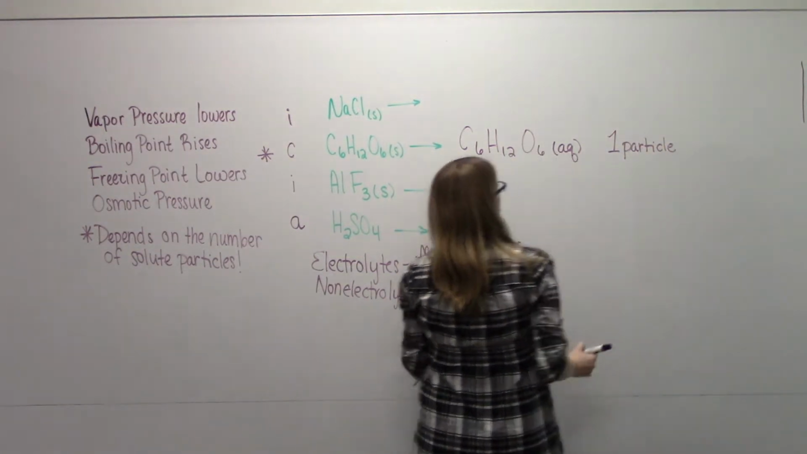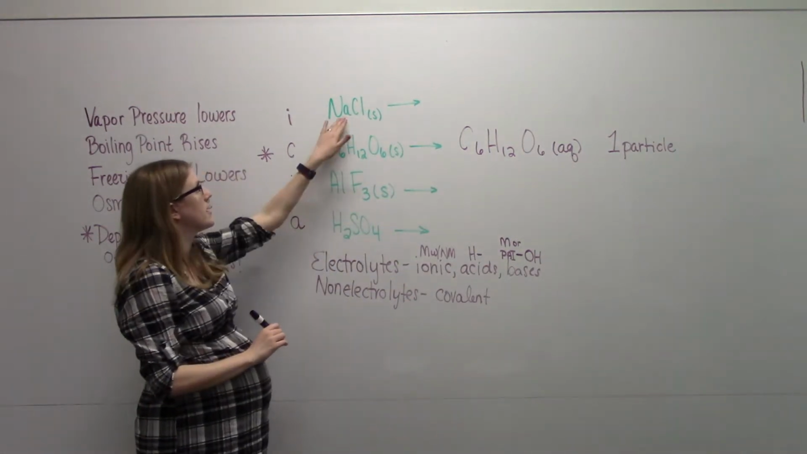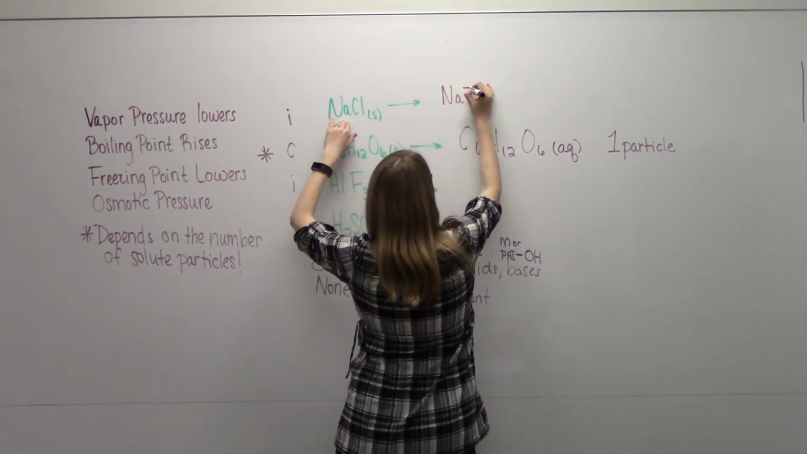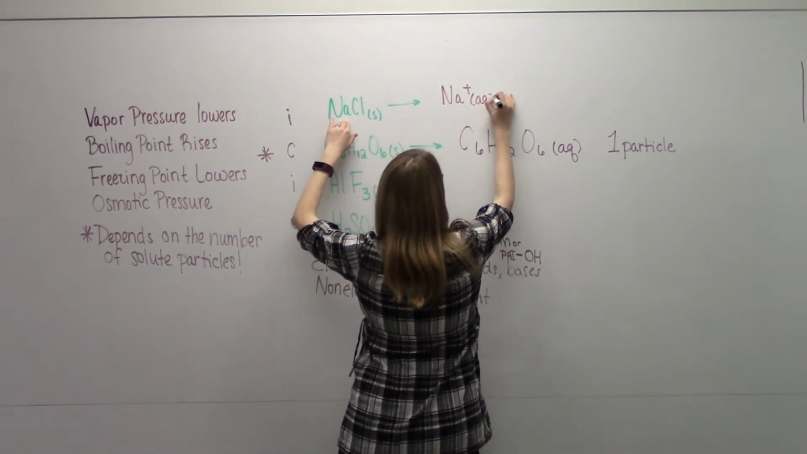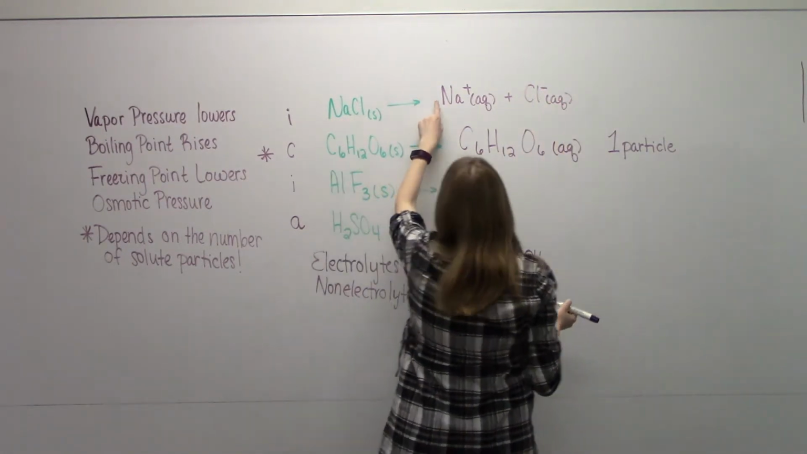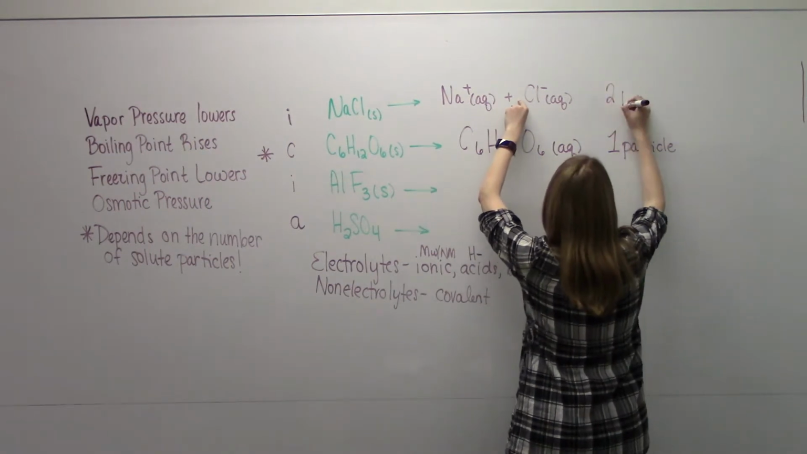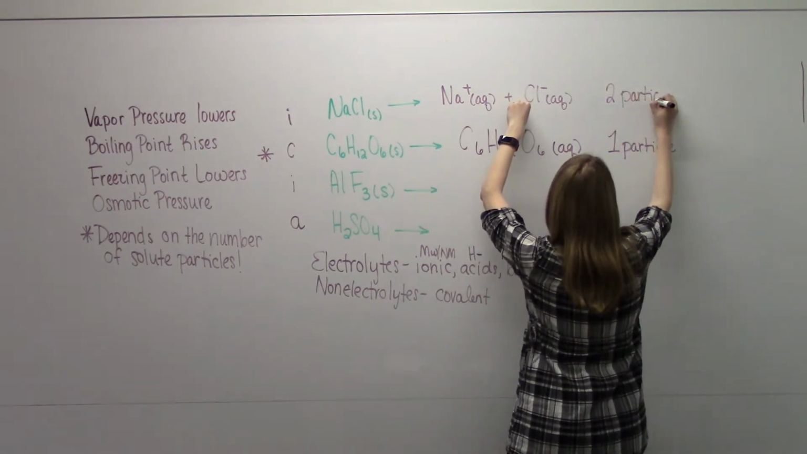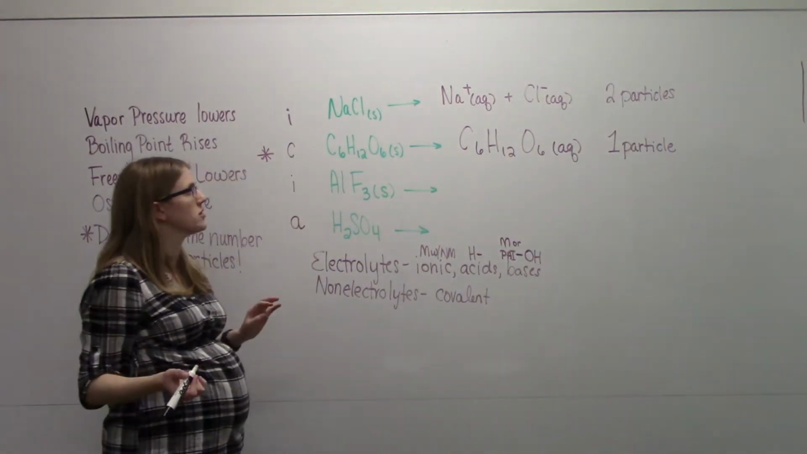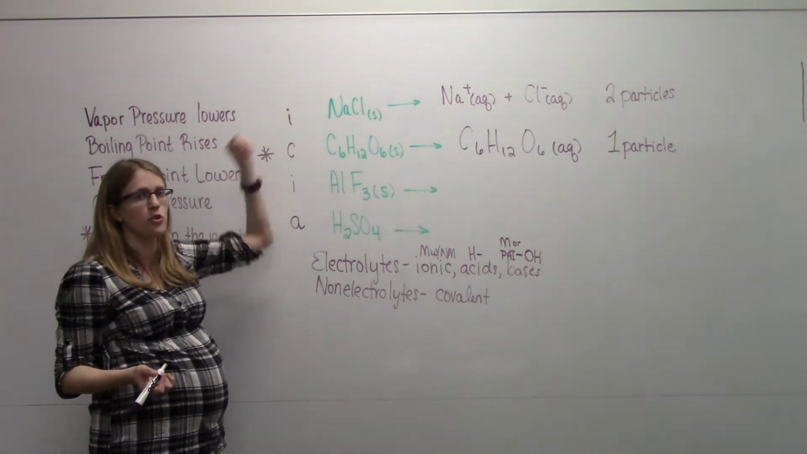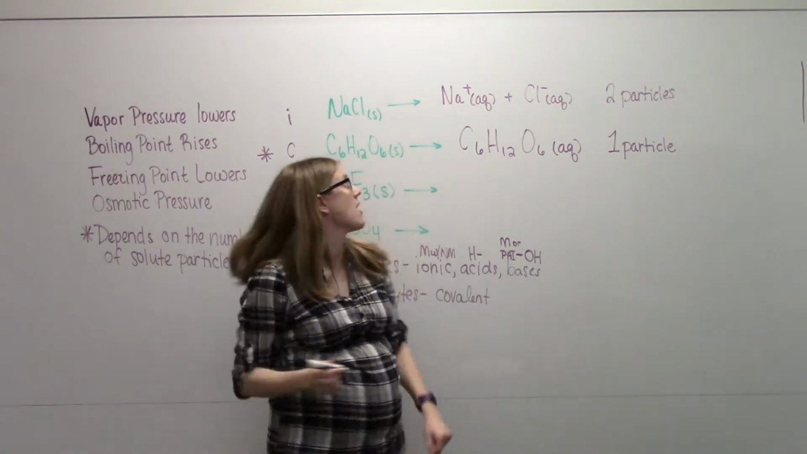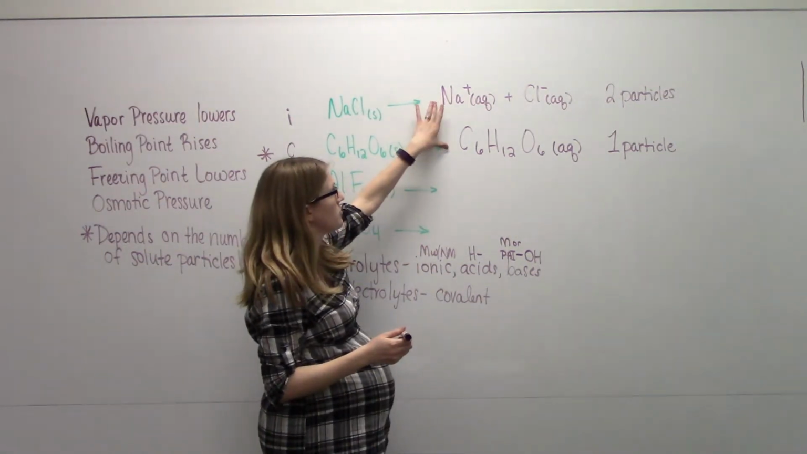Now let's go through and do all of our electrolytes. NaCl is an electrolyte, so it's going to break apart into Na plus and Cl minus. There are 2 particles over here. The more particles, the larger effect. So which one's going to affect the boiling point the most? Definitely this one. Which one is going to lower the freezing point the most? Definitely this one, of these 2.